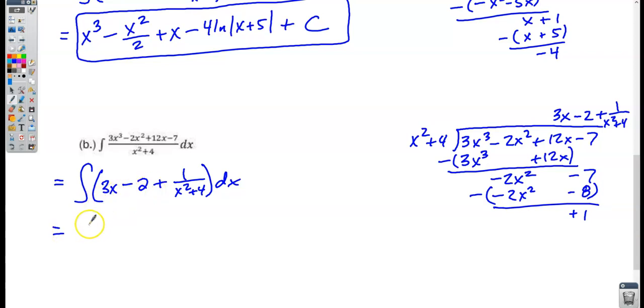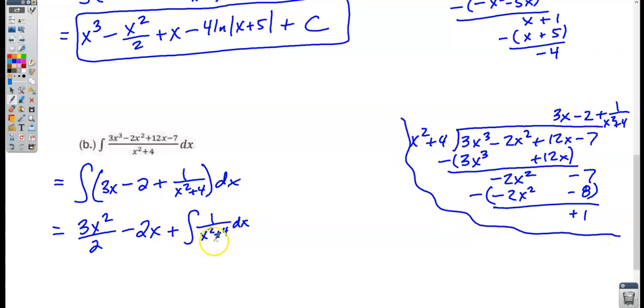All right, so I'm going to go ahead and take the antiderivative of these first two terms, 3x squared over 2 minus 2x, and now this last term here, I'm going to handle this using substitution. And this reminds me of an arctangent, I've got a constant over something squared plus something.